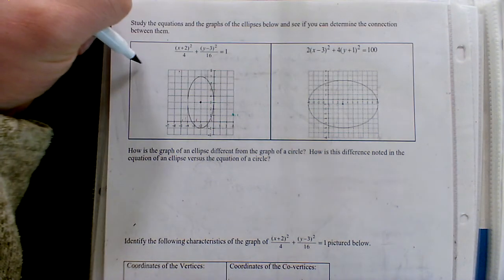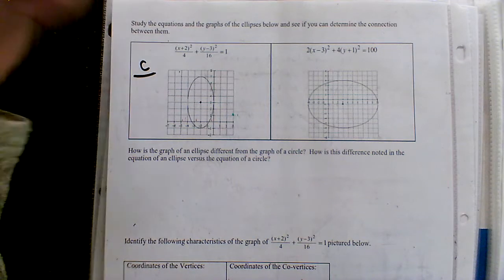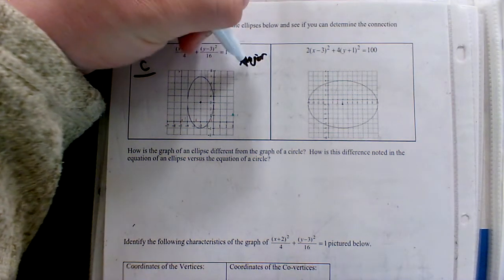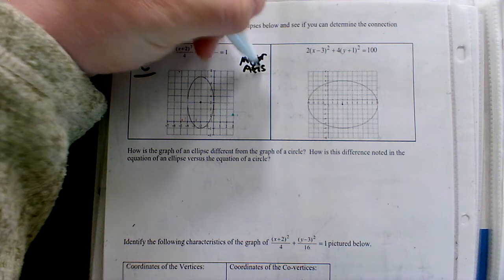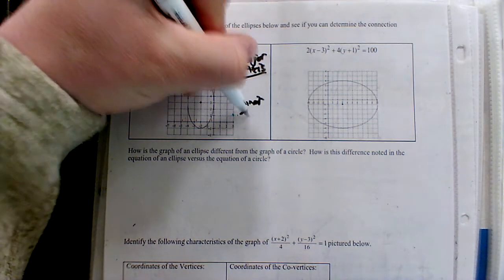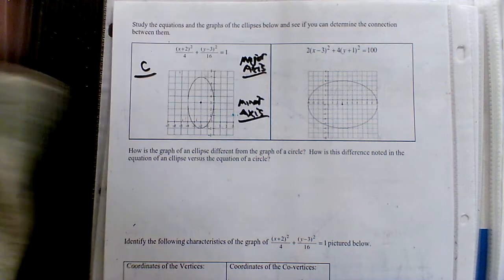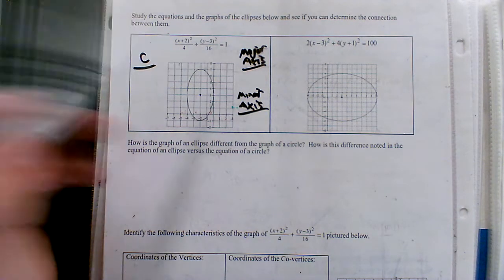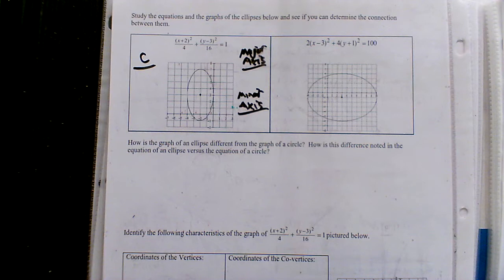What we're trying to look for, so we know terminology, we're looking for the center point. We're trying to determine the major axis, and we're trying to determine the minor axis. So that's the terminology for the ellipse. Those are the things we're trying to find out from the equation. So look at the equation now and see if you can figure out that information.